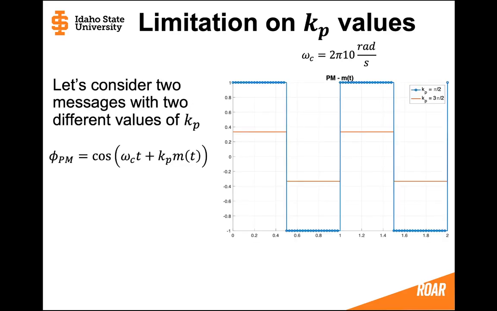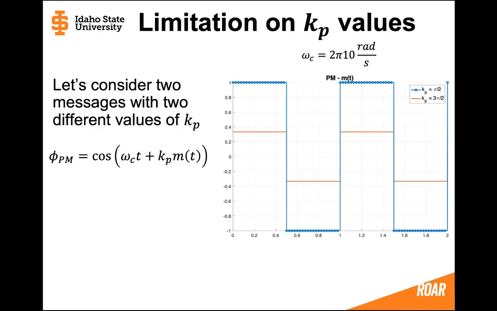Let's do that by considering two messages with two different values of Kp. The two different messages look almost the same. The first message in blue is the one that we just studied, and that's a message that goes from 1 to -1. And it has a Kp value of pi halves, which is within the original specification that we wanted. But the second message, in red, goes from positive 1/3 to minus 1/3 every 0.5 seconds. And this one has a constant Kp of 3 pi over 2.